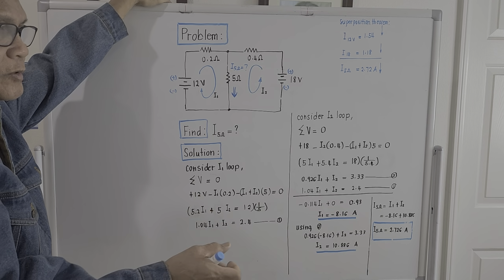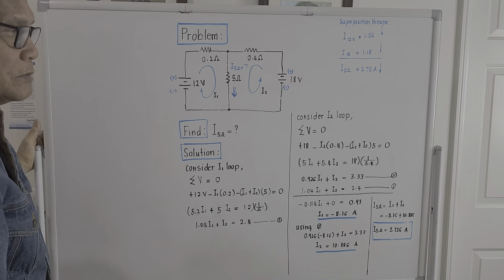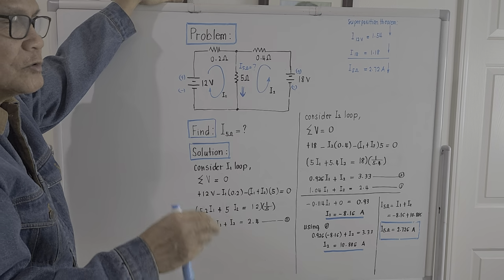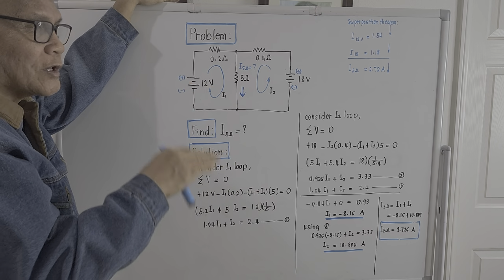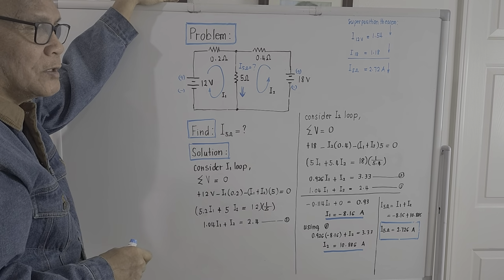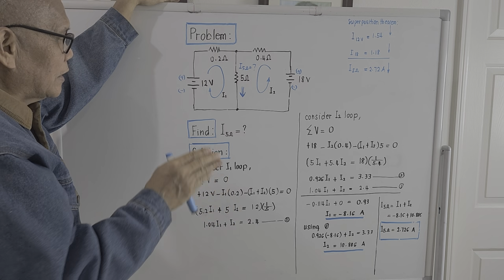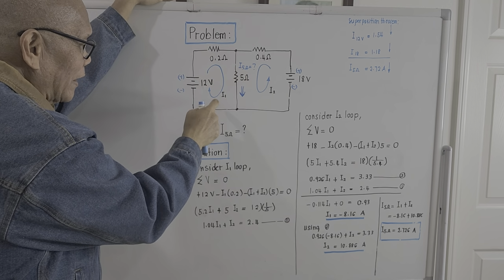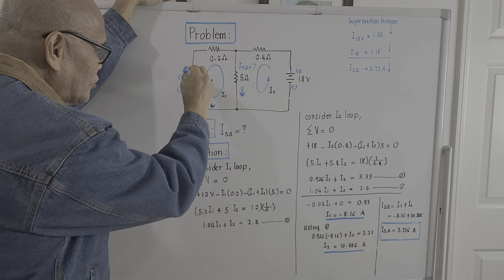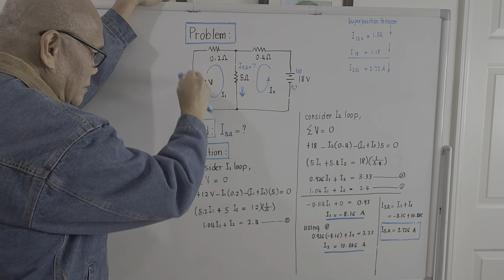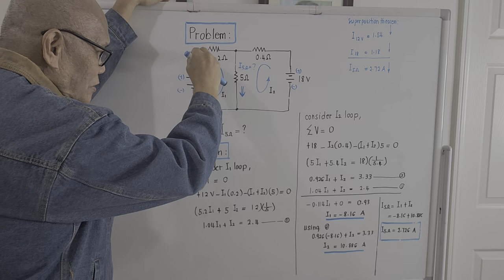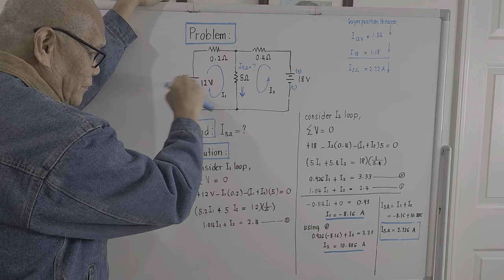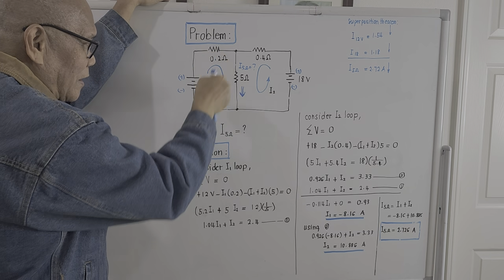By using Kirchhoff's voltage law, we take the summation of the voltages considering one loop at any given time. In here, I designate that the current circulating on the left loop will be I sub 1, and I assume the direction is clockwise. It goes with the direction of the clock.